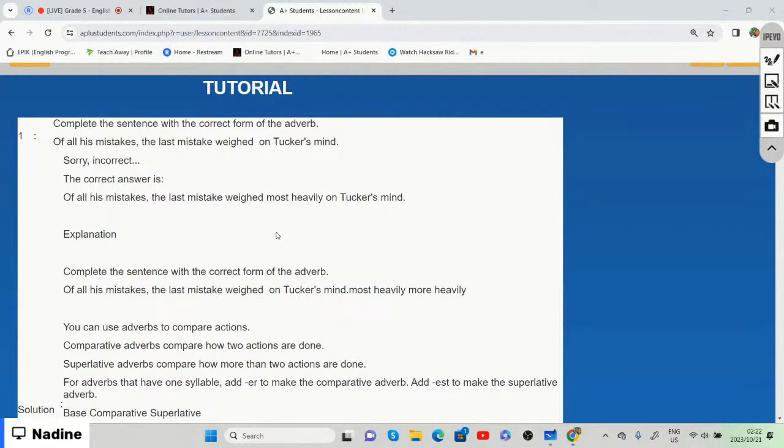All right. Now it says we need to complete the sentence with the correct form of the adverb. Of all his mistakes, the last mistake weighed on Tucker's mind.